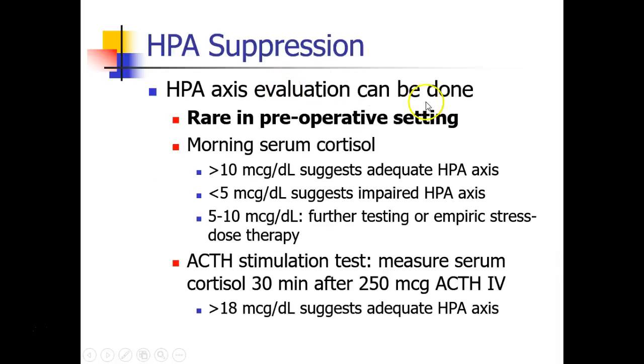Now, technically, you can evaluate the HPA axis. We don't really do this in our preoperative setting, although you may see it done in the ICU. But if you were to do it, you could just check a morning serum cortisol, because cortisol levels change throughout the day. And a morning serum cortisol, if it's greater than 10, it's probably adequate. Less than 5 suggests that it's impaired, whereas in between suggests that you might want to do different testing. For example, you can do an ACTH stimulation test, where you measure their cortisol 30 minutes after giving some ACTH and see how their adrenal gland responds, where a level of greater than 18 suggests that their HPA axis is working pretty well.